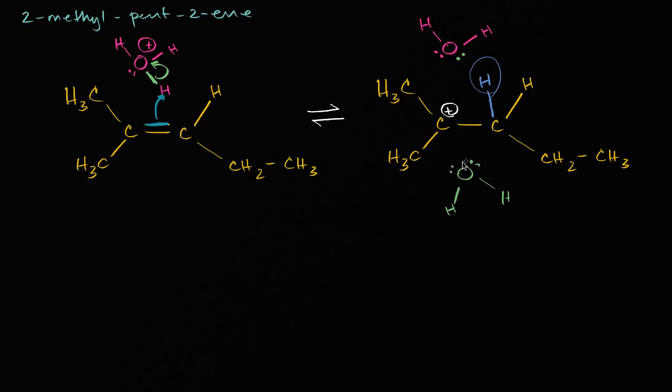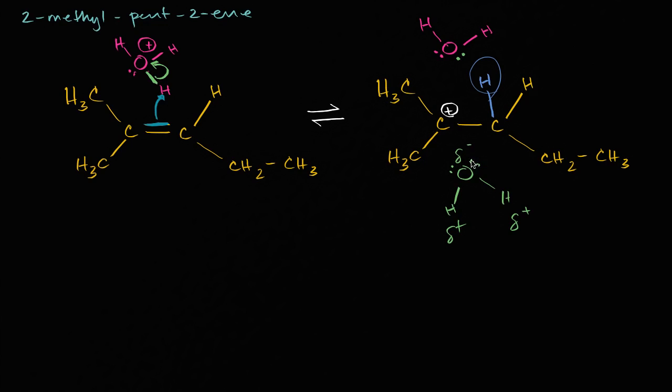Water is a polar molecule. It has a partially negative end near the oxygen because the oxygen likes to hog the electrons. And then you have a partial positive end near the hydrogens because they get their electrons hogged. So you can imagine the oxygen end might be attracted to this tertiary carbocation. And so just bumping in just the right way, it might form a bond.